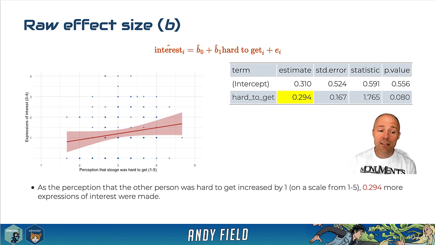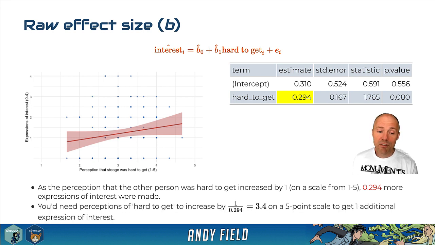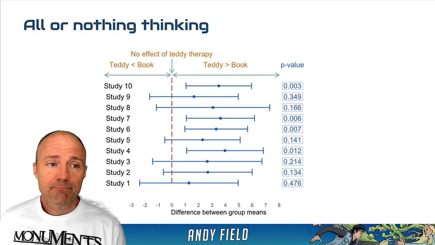That's a raw effect size, which told us that as the perception that the other person was hard to get increased by 1 on a scale that was 1 to 5, it was associated with 0.294 more expressions of interest. And if you remember from previous lectures, we talked about that being a very small effect, because you'd actually need perceptions of playing hard to get to increase by 3.4 on a 5-point scale to even get 1 additional expression of interest. So raw effect sizes are familiar.